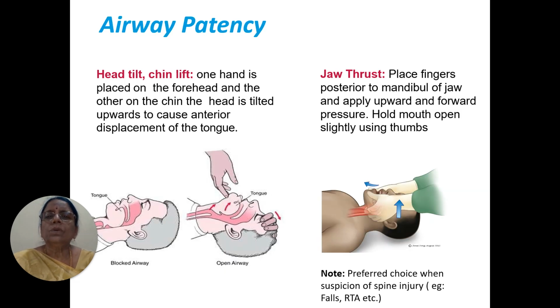Airway patency. This diagram shows how to clear the airway. In an unconscious patient, because of tongue fall, the airway may be blocked. So you have to tilt the head and lift the chin so that you can open the airway. Whereas in cases of spine injuries, you should not do these 2 procedures, and you have to do the jaw thrust. So how will you do the jaw thrust? You have to place the fingers posterior to the mandible of the jaw and apply upward and forward pressure. Hold the mouth open slightly using the thumbs.